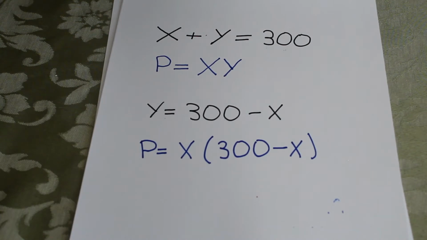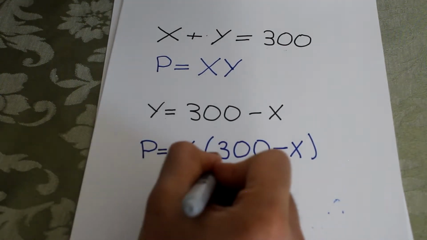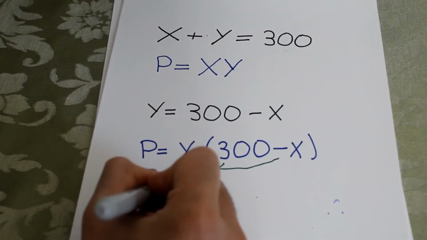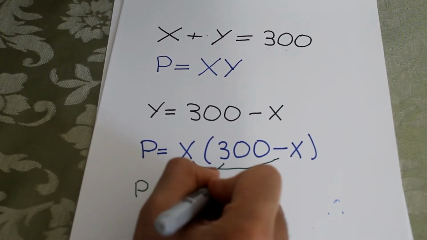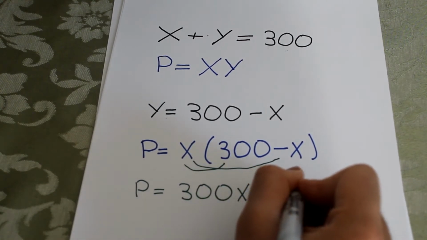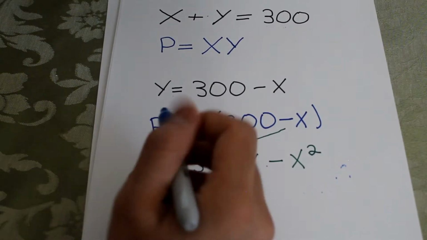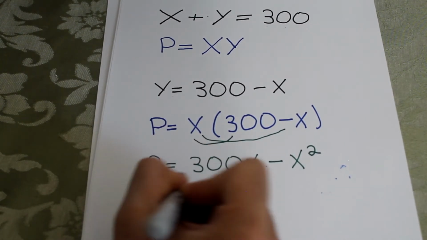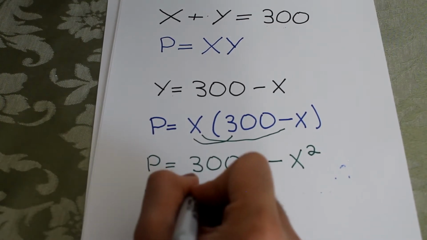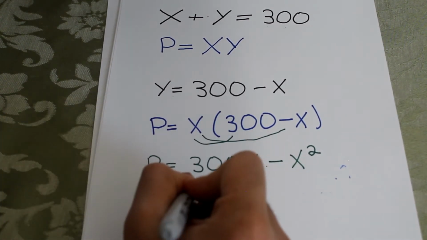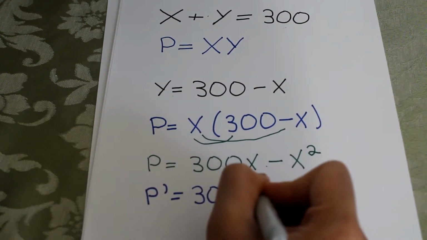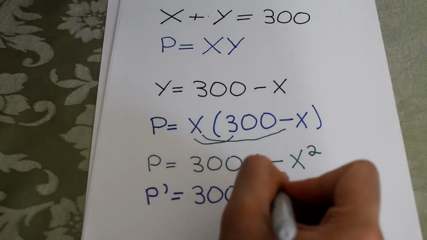Now, we want to distribute this x. So p equals 300x minus x squared. To find the maximum or minimum, we have to find the derivative. And in this case, we're looking for the maximum. So we're going to take the derivative of p, which is p prime. That equals the derivative of 300x, which is just 300, minus the derivative of x squared, which is 2x.